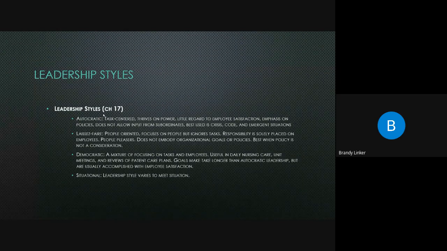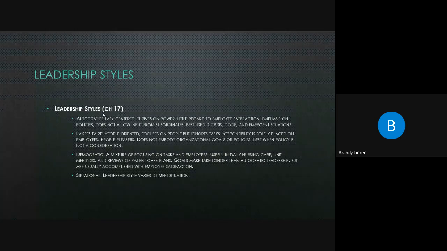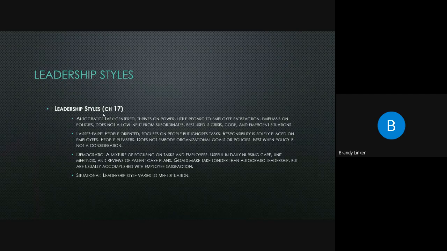Autocratic is somebody who has to be in charge all the time. They micromanage, with emphasis on policy. No, the policy says you can't do that. The policy says you can do that. I'm sure everybody's had a manager like this. This leadership style can be good in crisis situations. That's why these type A's are really good in the ICU, in emergent situations like a code. Autocratic leadership is great for a code.